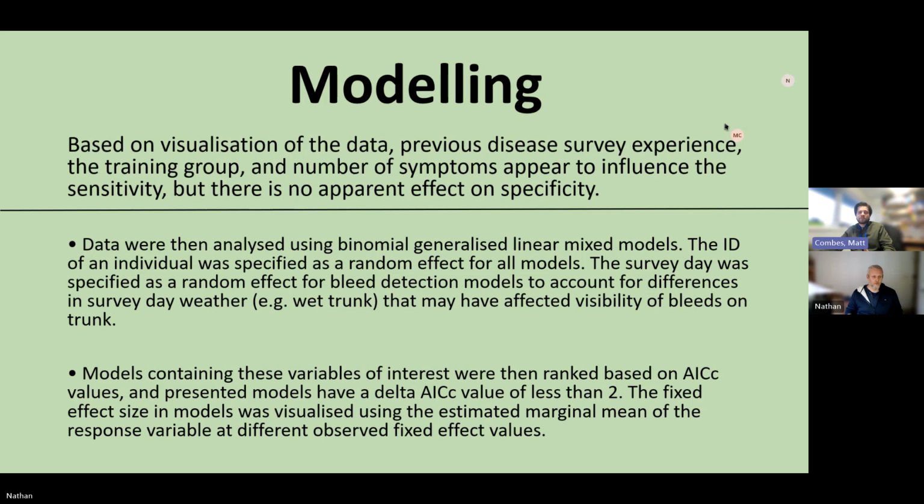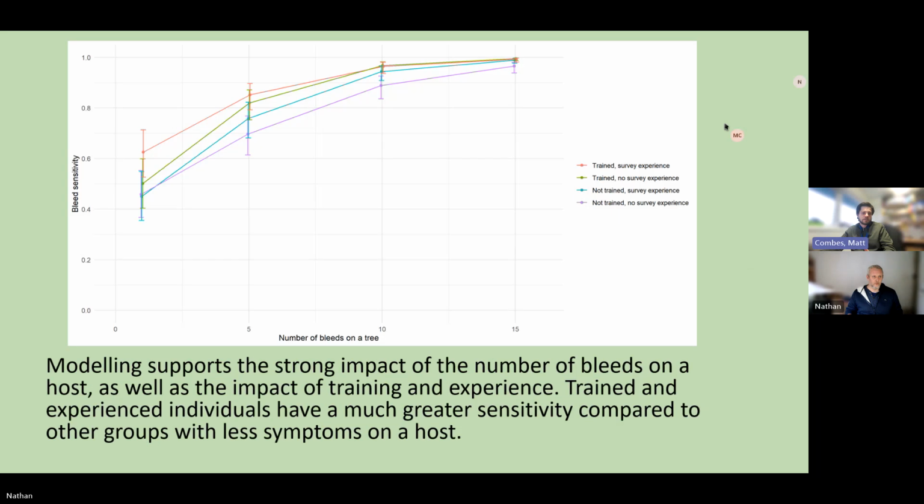Basically, unnecessary detail there, but we built different models and then ranked them based on information criteria. If we look at the output on the next slide, we can see that the modeling supports the strong impact of the number of symptoms. I didn't mention this before, but obviously if you have more bleeds or more symptoms on a host, you are more likely to detect it. So that effect is really strong and really clear.